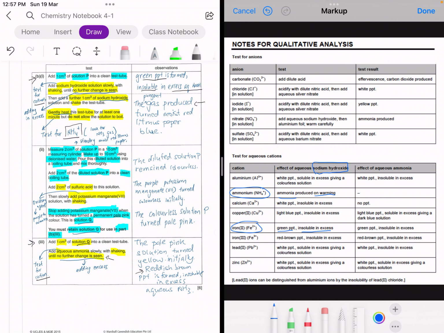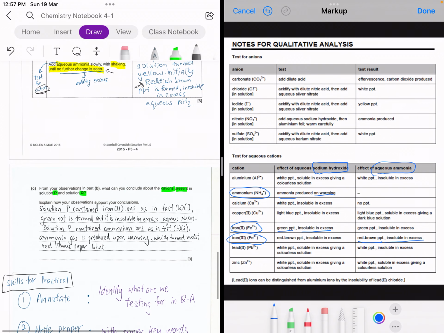And the last part, solution Q, which is in test B part 3. We are testing for cation over here, and we notice that there's a reddish brown PPT formed and it is insoluble in excess aqueous ammonia. So red brown PPT insoluble in excess. This tells us that iron 3 ions are present.